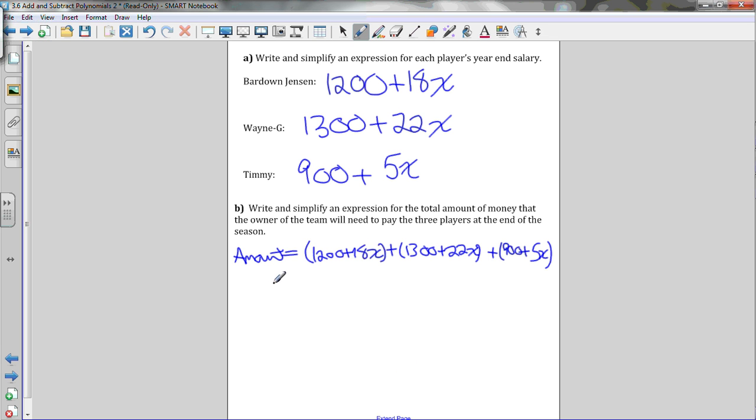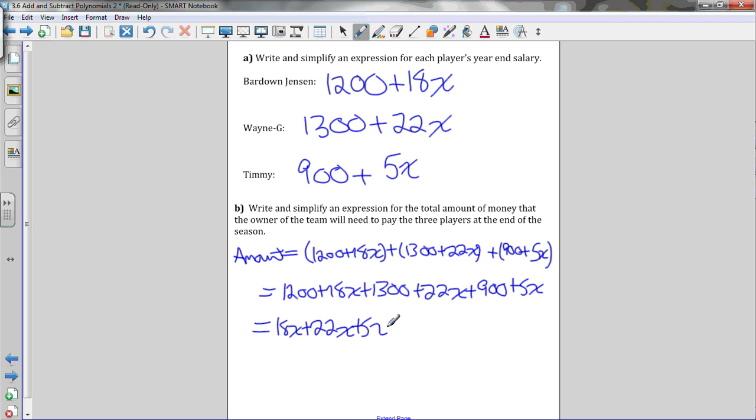Okay, now I'm adding a bunch of polynomials together. I know I can simplify by just dropping the brackets and collecting like terms. So I'm going to rewrite this without the brackets. 1,200 plus 18x plus 1,300 plus 22x plus 900 plus 5x. Let's group our like terms together. So I have an 18x, I've got a 22x, and I've got a 5x. And my constant terms, I have a 1,200, I've got a 1,300, and I've got a 900.